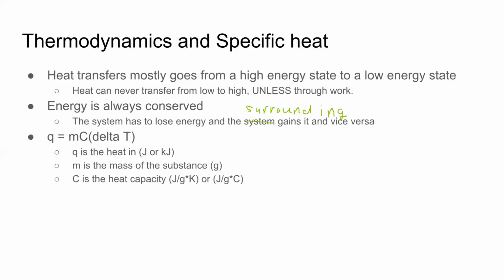So it's the surrounding. The system has to lose energy, and the surrounding is the one that gains it, and vice versa. That's also a form of endothermic and exothermic reactions. In order to find heat, we mainly use Q is equal to MC delta T. Q is the heat, M is the mass of the substance, C is the heat capacity, and delta T is just the change of temperature from one energy state to another. So then, why don't we move on to the next one?